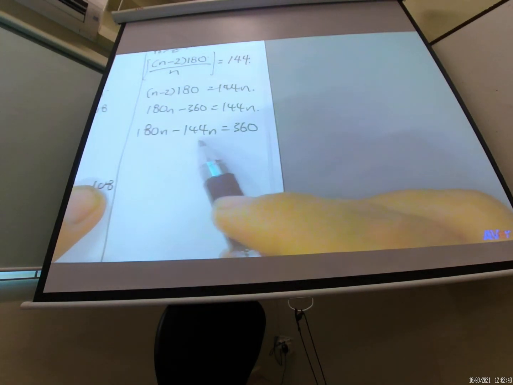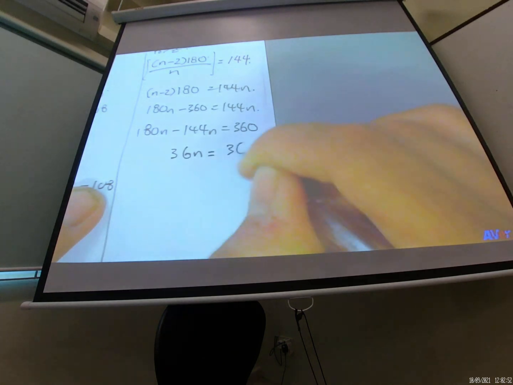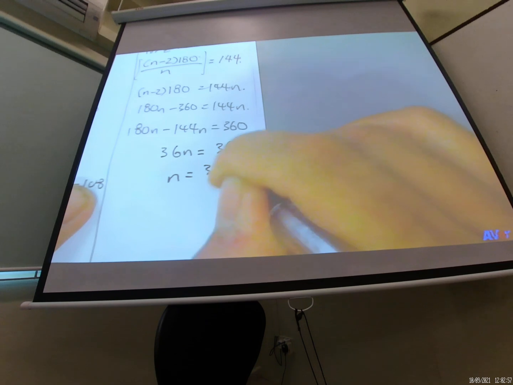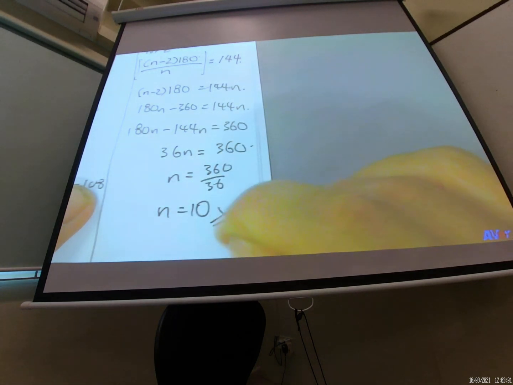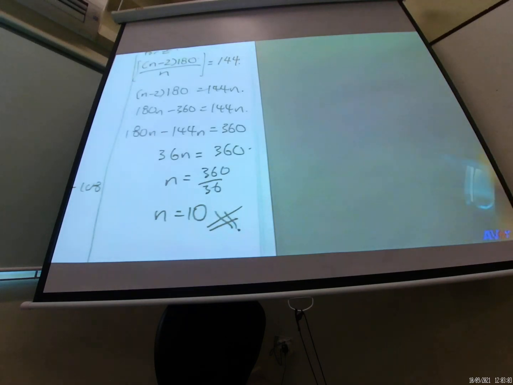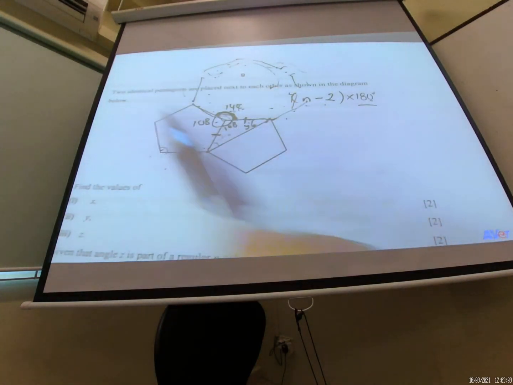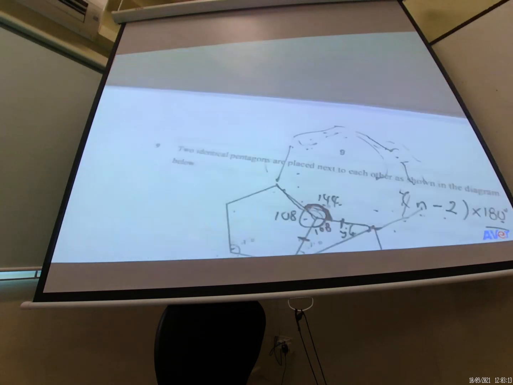180n minus 144n is 36n. 36n equals 360, n equals 360 divided by 36, n equals 10. So this is actually a 10-sided polygon. For a 10-sided polygon, each interior angle will be 144.